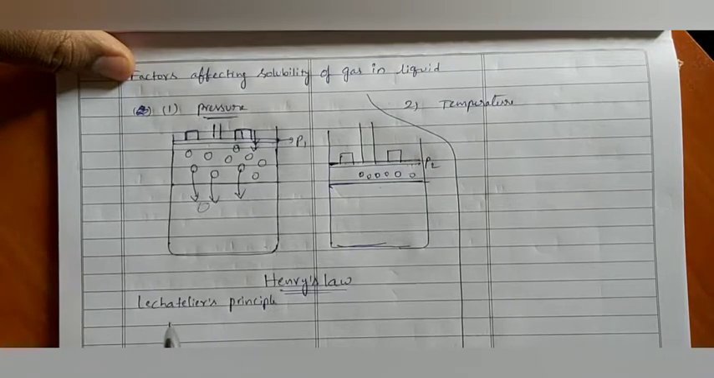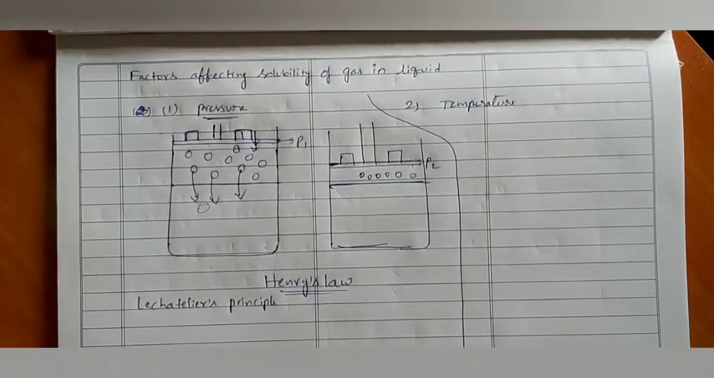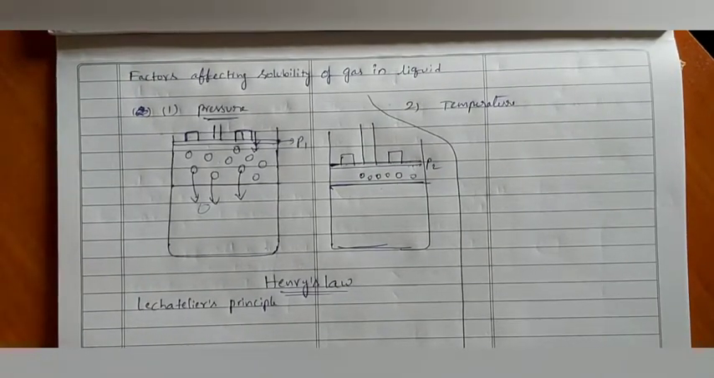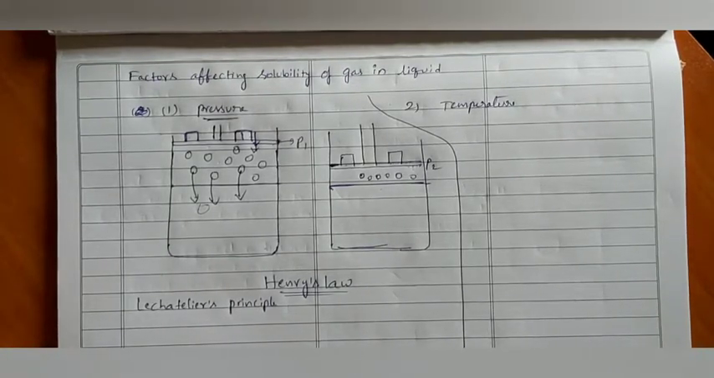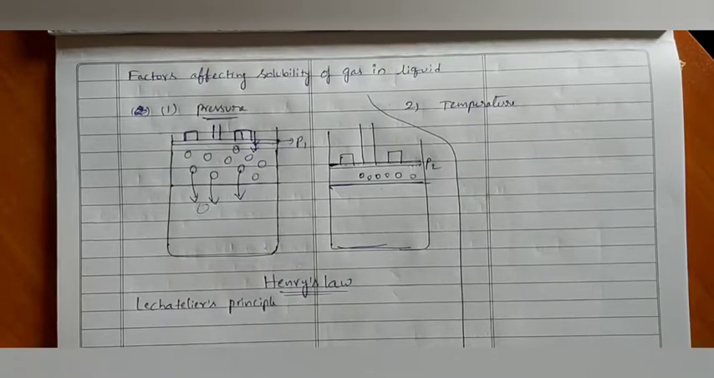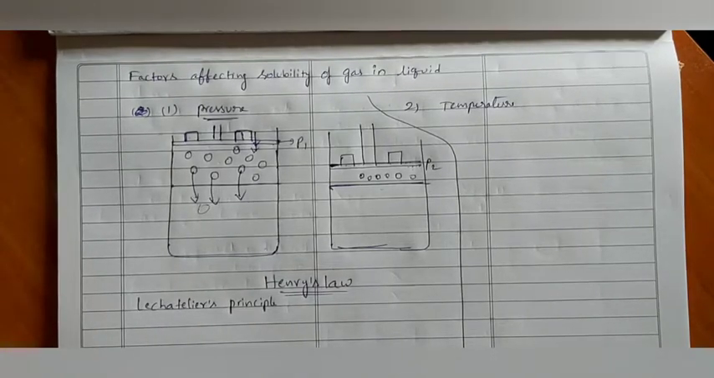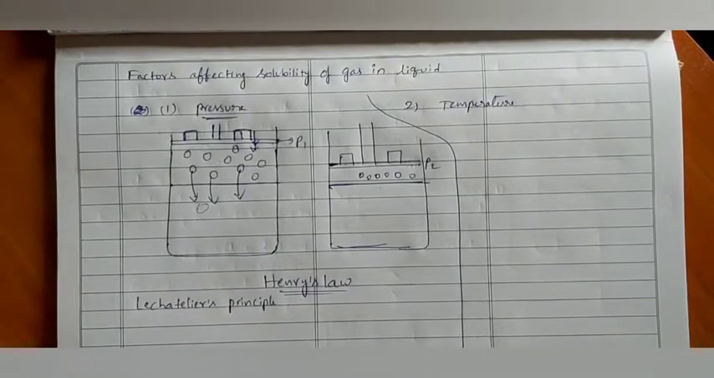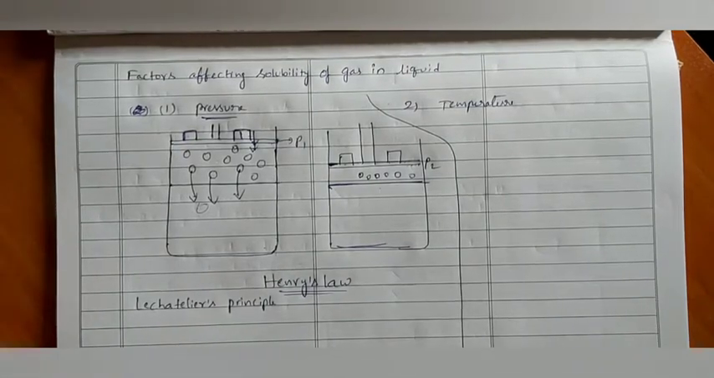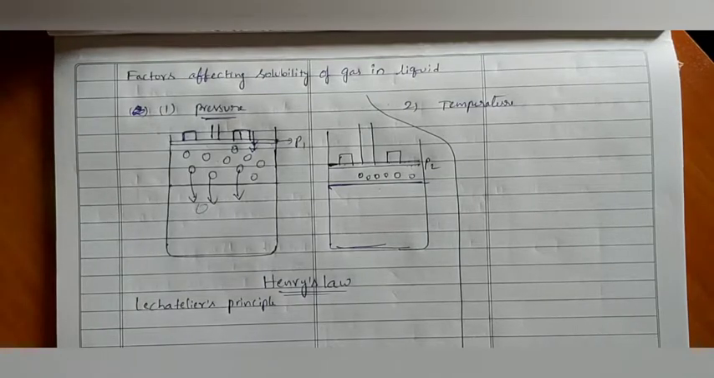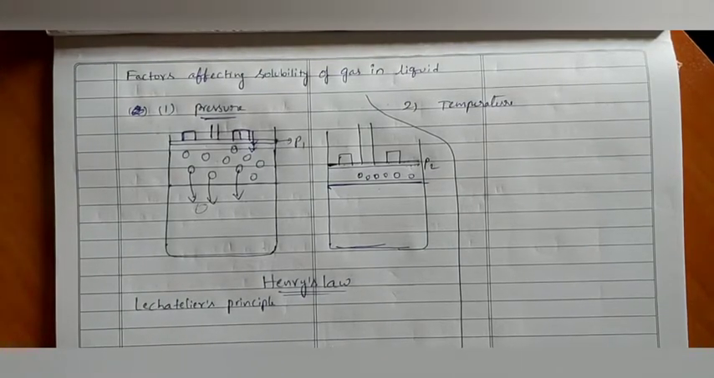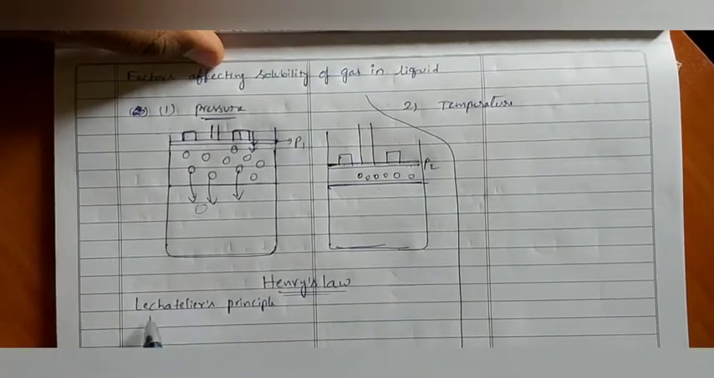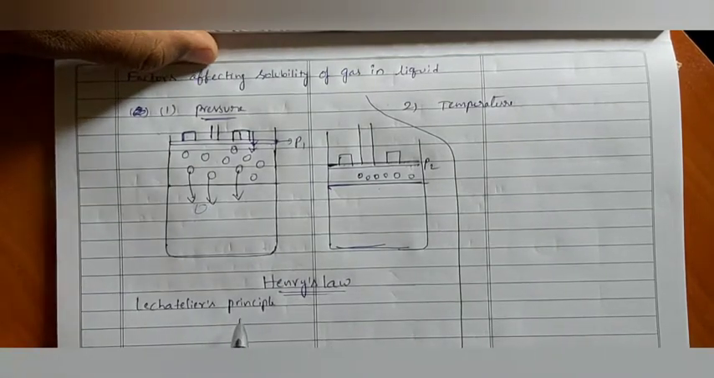What is meant by Le Chatelier's principle? When any effect is observed on a particular process, that process will respond in a way that reduces that effect. That is called Le Chatelier's principle.